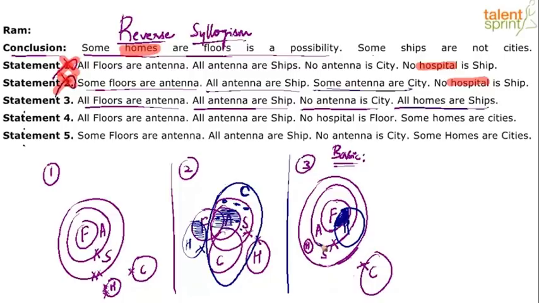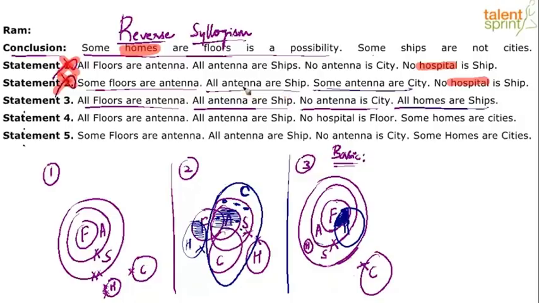Basically, all the antennas are ships, so antennas can be replaced with ships. What did the statement say? All antenna are ships. So wherever we have antenna, we can replace it with ship. I gave this technique earlier also. When we say all A's are B's, wherever we have A, it can be replaced with B. So all antennas are ships means antenna is equal to ship.